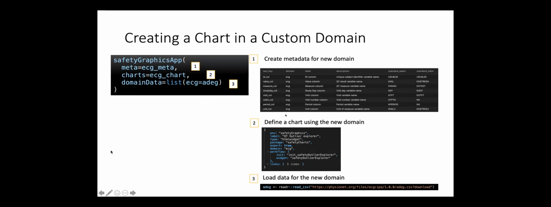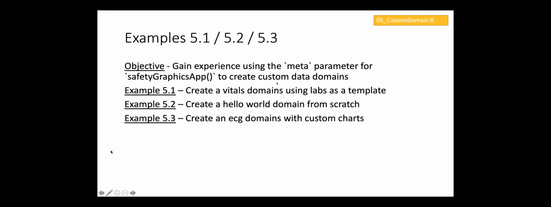But you can see here, we've defined a new ECG domain. It looks a lot like labs, which is nice. And then we're defining a new chart, and this is pointing at that ECG domain. And then we're going to load a data set, an ECG data set. And this is an actual ECG data set that exists on the web. And then we're going to just pass all of this information to the SafetyGraphics app, just like we were before, right? And that's going to create an ECG chart. And I'll show you this in a second for ECG and a few others.